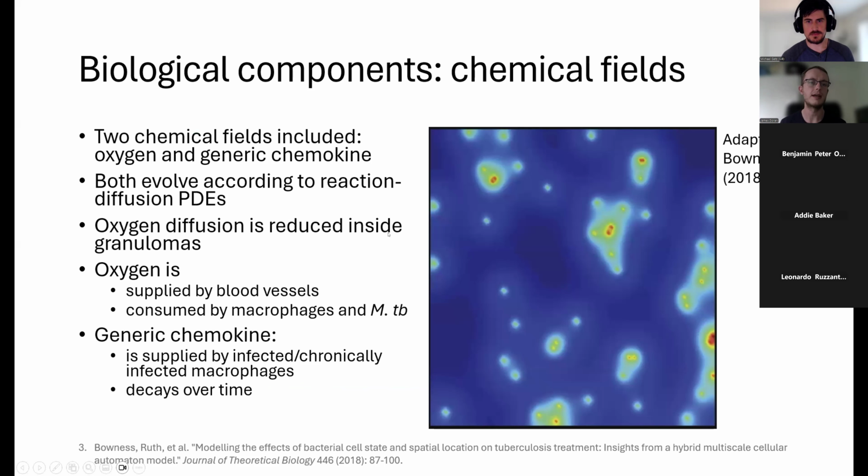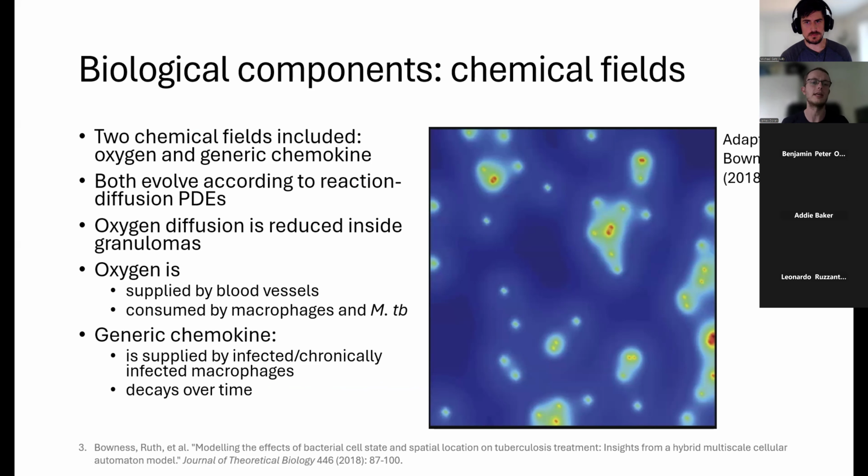So we have our two main chemical fields. One is oxygen, and you can see a snapshot of how the oxygen field may look over time on the right. And then we also have the chemokine for the chemotaxis. Both of these will evolve according to reaction-diffusion partial differential equations.